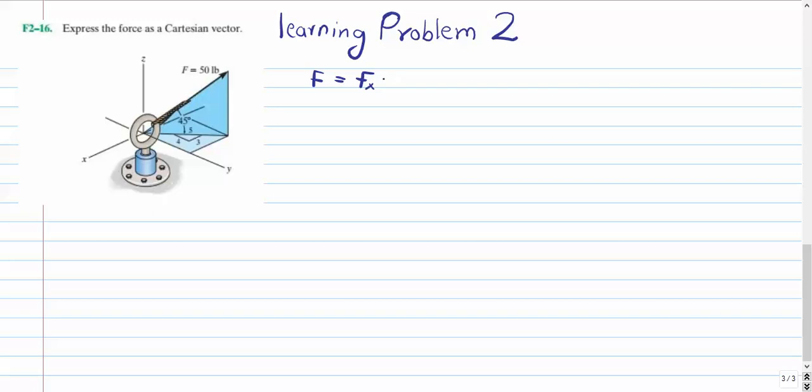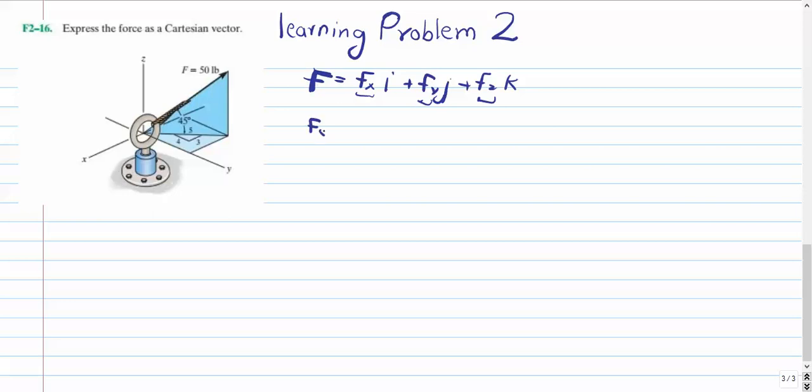Fx i plus Fy j plus Fz k. Fx is the component along the x-axis, Fy is the magnitude of the component along the y-axis, while Fz is the component along the z-axis. So basically, to write this vector as a Cartesian vector, we need its components along the x, the y, and the z-axis. Alright, so let's do that.